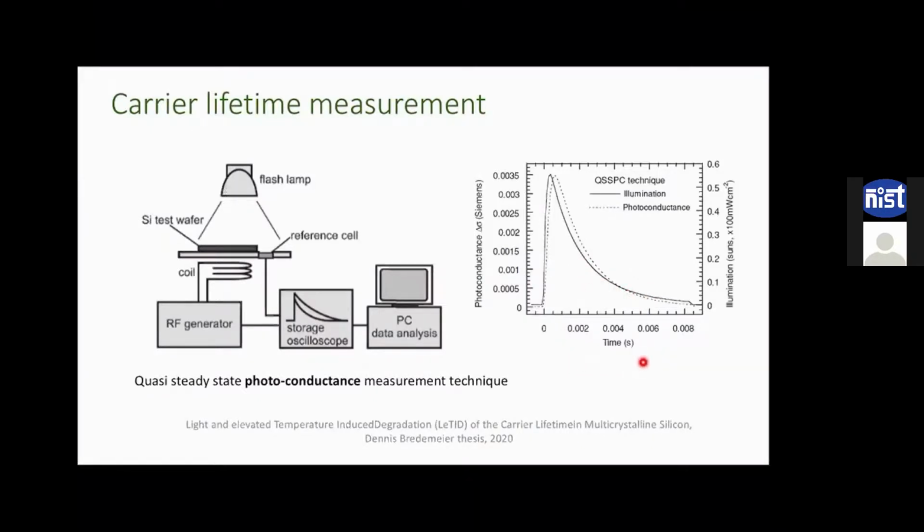So this x-axis is time. If you are having a very slow decay of the photoconductance with time, that means you are having high carrier lifetime. So a similar concept is employed in this quasi-steady state photoconductance measurement.